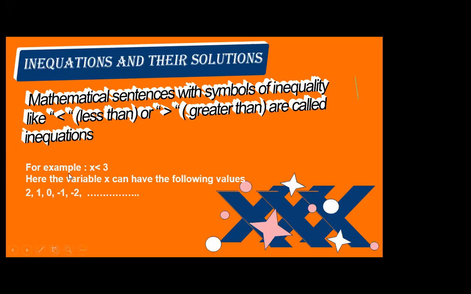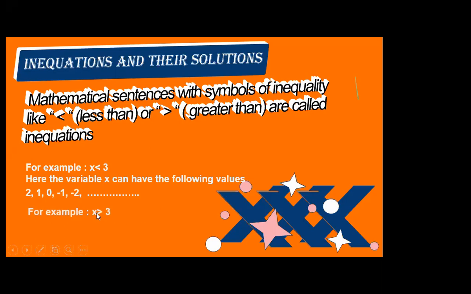So here variable x can have the following values: 2, 1, 0, minus 1, and minus 2. Why? Because it's an inequation, x is less than 3. X has values which are less than 3. What is the meaning of less than 3, Aisha? Less than 3 means 2, 1, 0, minus, and we don't know the exact value of x. So when x is less than 3, the values are 2, 1, 0, minus 1, minus 2, and so on. This is called the inequation.